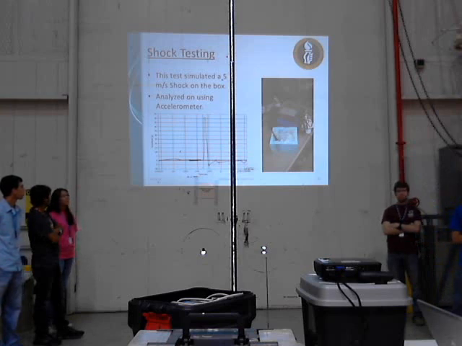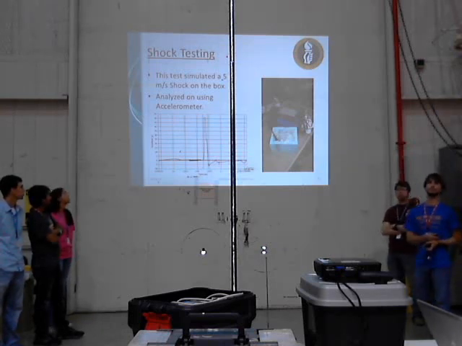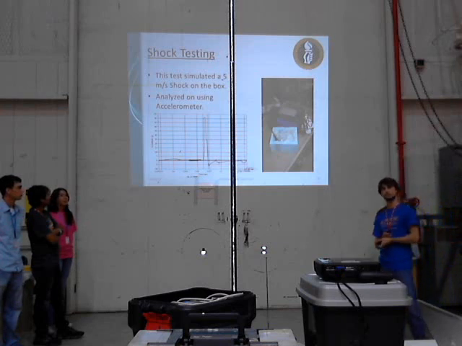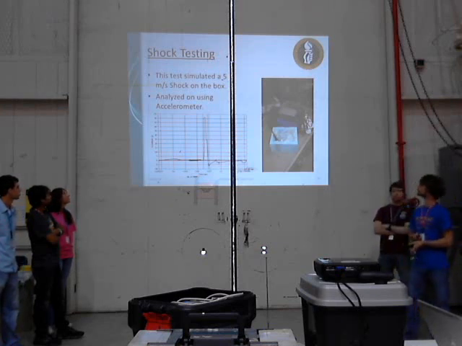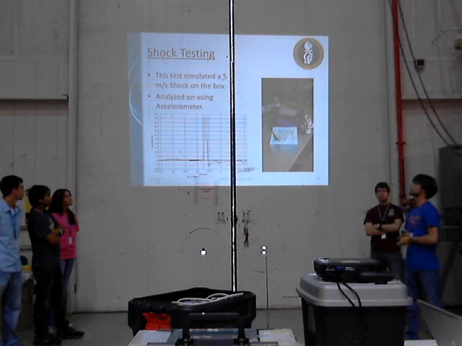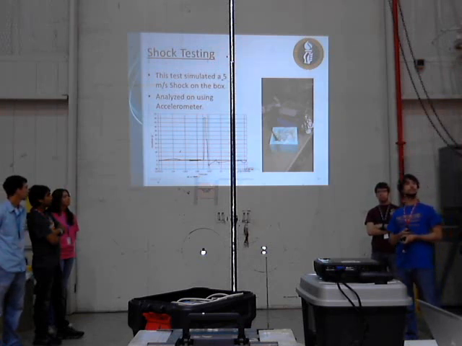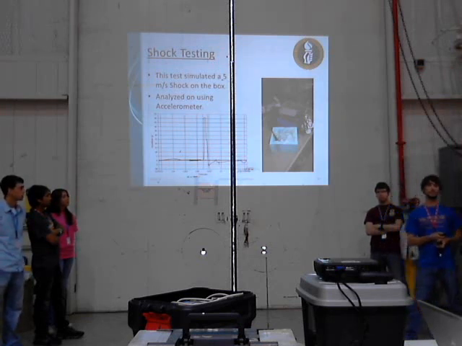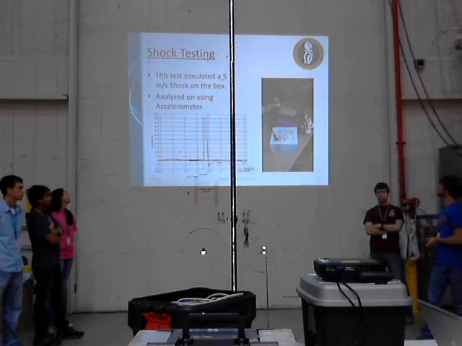Then the next thing we did was put an accelerometer inside our box, and we dropped it from the appropriate height to reach 5 meters per second. From this, we reached an impact of approximately 52 Gs, which is within the limit to survive the shock.